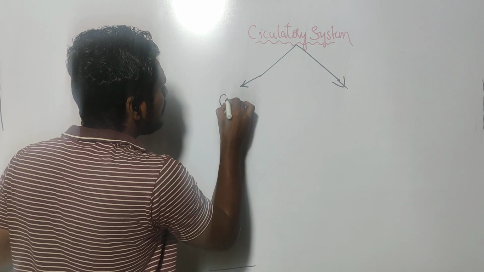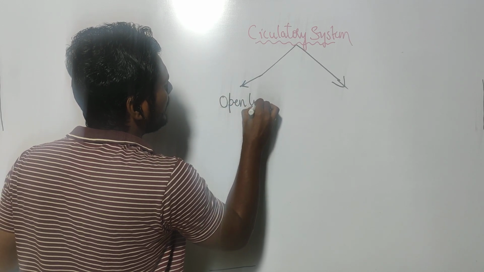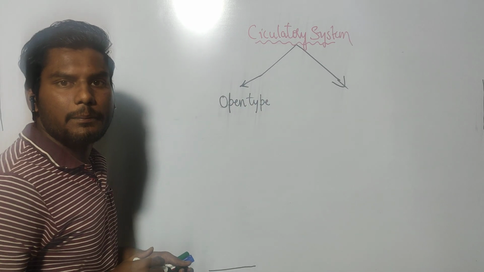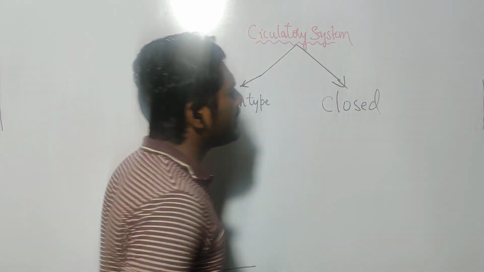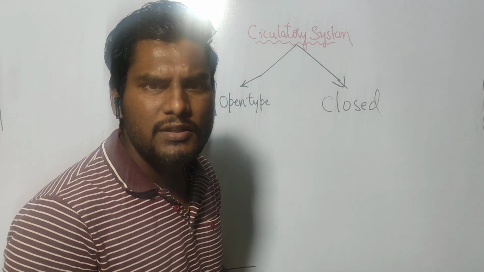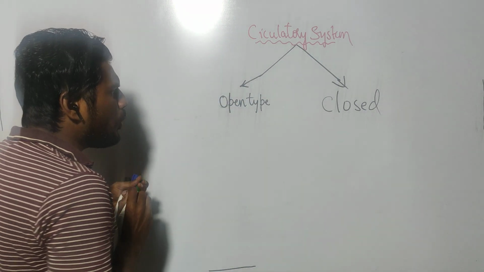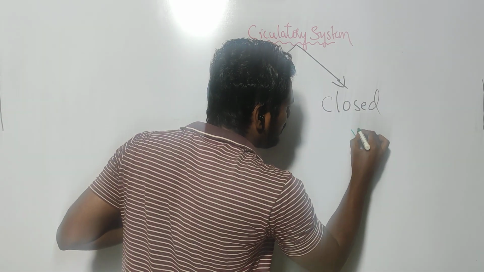Number one is open type of circulatory system. And number two is closed type of circulatory system. What is this open type of circulatory system and what is this closed type of circulatory system? In a closed type of circulatory system, there is a presence of vessels.